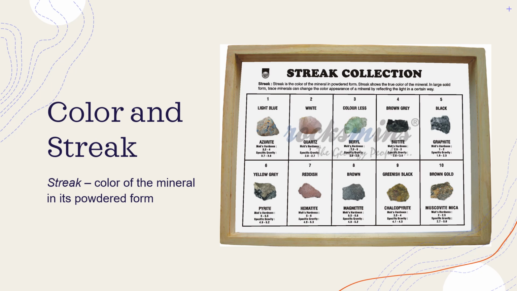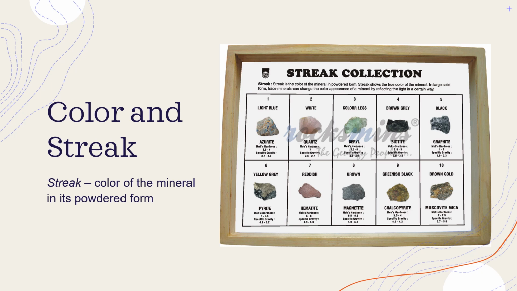The streak of a mineral, like what I have said, refers to the color of the mineral in its powdered form. You can find out the streak of a mineral using a test plate such as the backside of a porcelain tile. The streak may or may not be the same as the body color of the mineral. As you can see here in the table, the direct images of the minerals are the colors that we can see if we look into the mineral. But the one that is written like light blue, white, colorless, that is the streak.